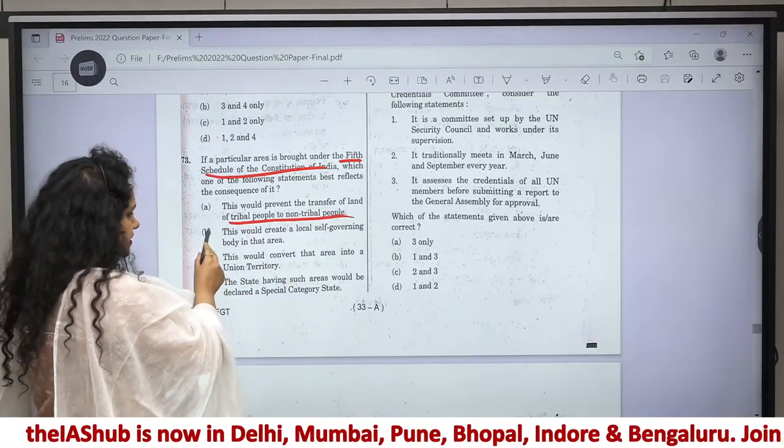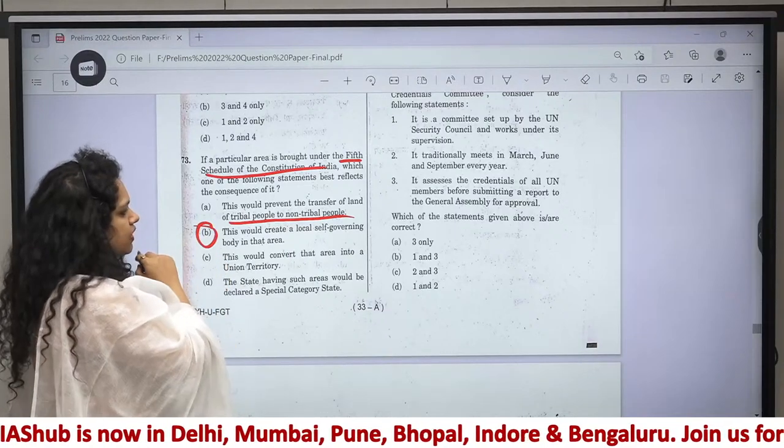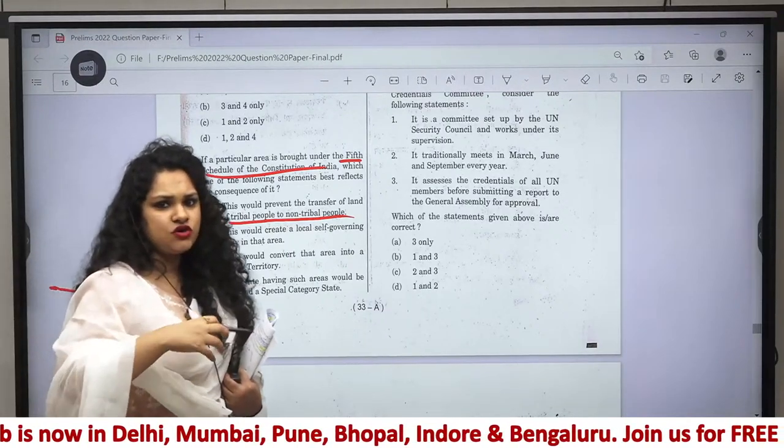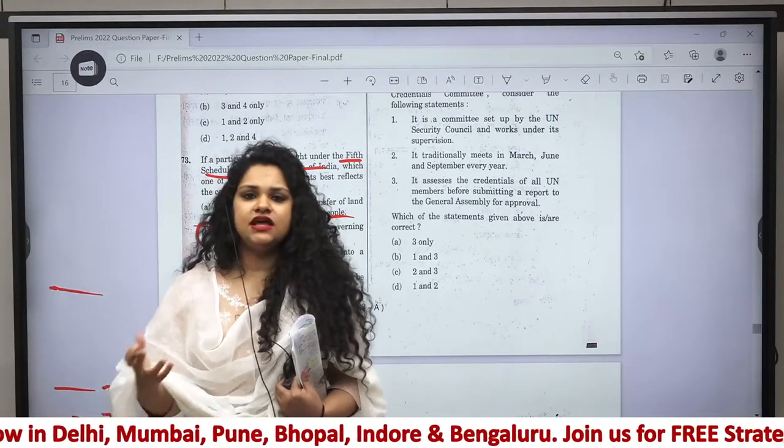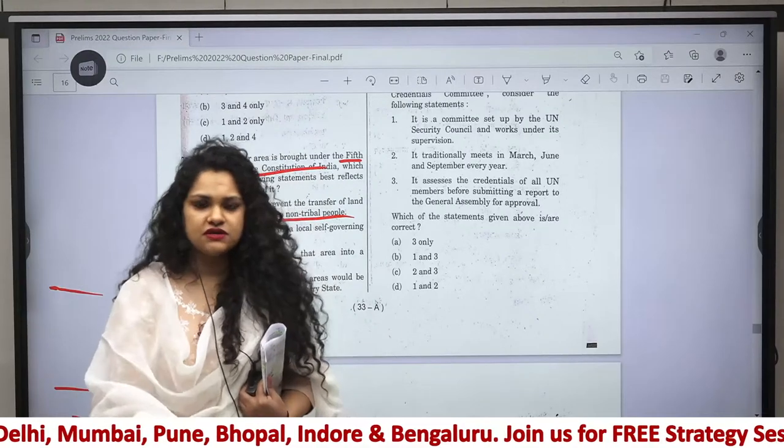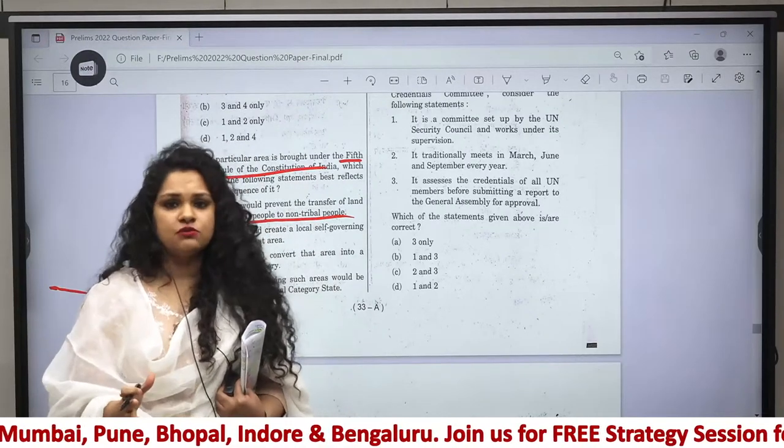Now, when we look at this, this would lead to a local self-governing body. It is not a natural consequence. It won't happen that if you reach the fifth schedule, you will get a local governing body, a local self-governing body.